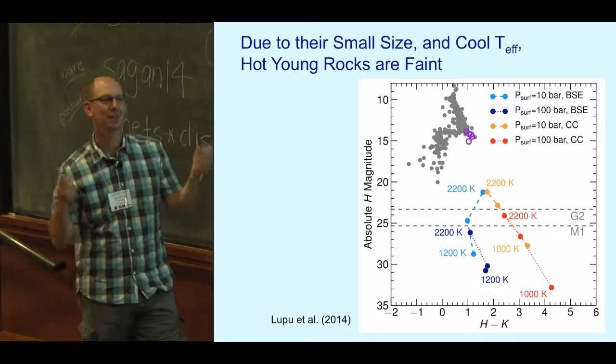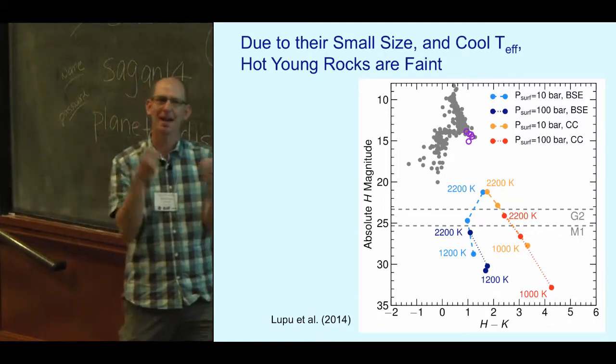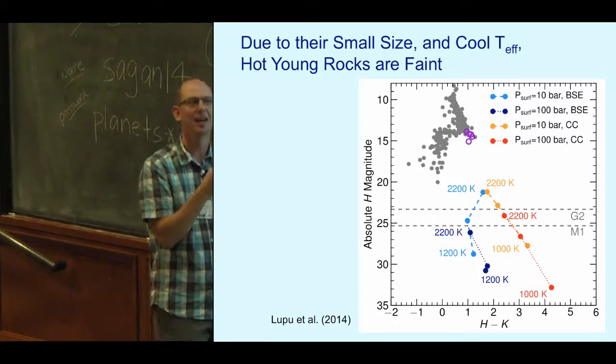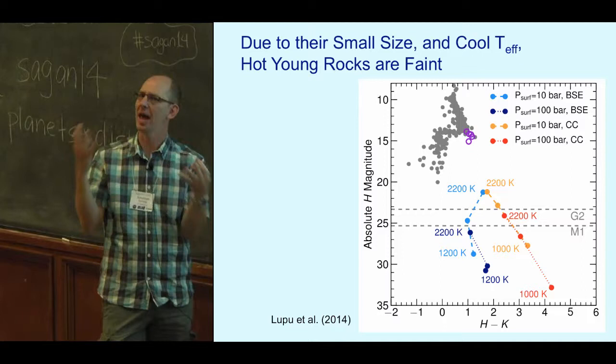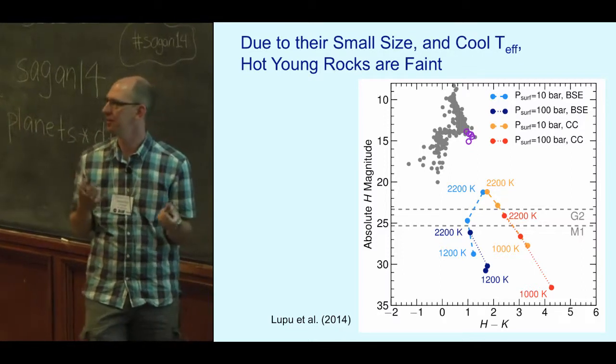So the promise of seeing young, post-impact smashed objects is cool. But if you want to see that really hot surface, you really have to get rid of the whole atmosphere. And it's not really clear you'd be able to do that.